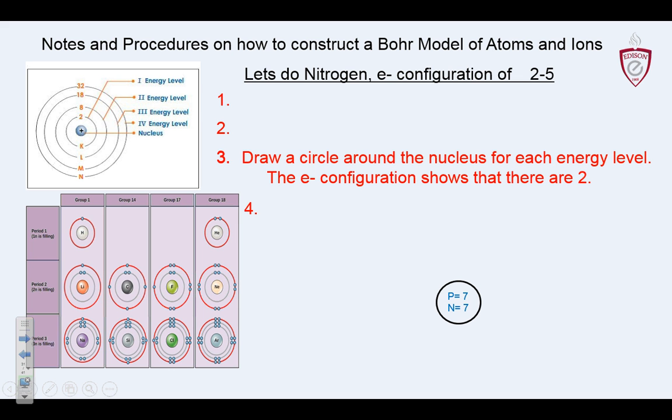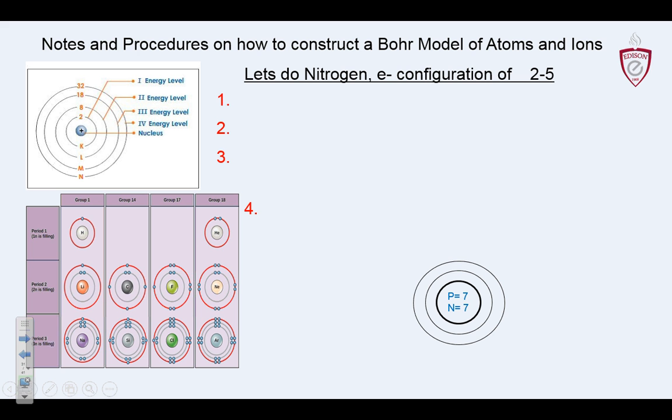Third step. I'm going to draw a circle around the nucleus for each energy level. The electron configuration shows that there's 2 because they're separated by the dash. So I have an energy level for the 2 and an energy level for the 5. 2 total energy levels because there's 2 numbers in the electron configuration sequence. It's that simple. 2 circles, 2 numbers in the sequence.